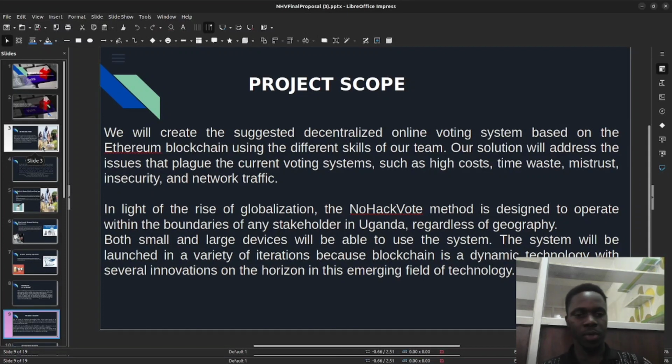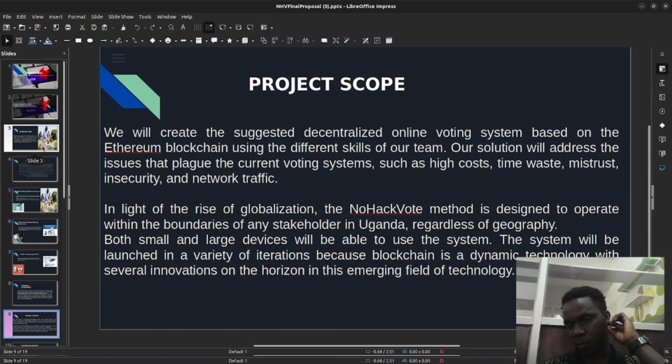This will come into play because of the peer-to-peer architecture of the blockchain network, and also distributing everything into ledgers. In light of the rise of globalization, the NoHack Vote method is designed to operate on both small and large devices, so that everyone will be able to use the system.